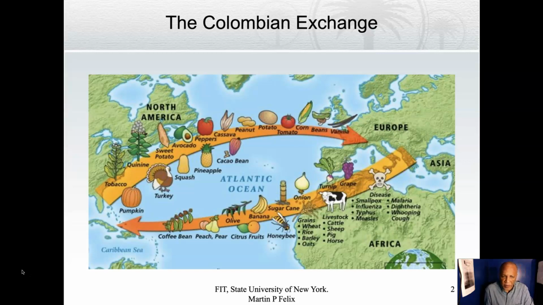Okay, so the Columbian Exchange basically is the movement of diseases, livestock, and fruits and vegetables from the old world to the new world, and vice versa. But more so from the old world, which is Europe, Asia, and Africa, to the new world, which is the Americas, which includes the Caribbean. So you can see these items here that have made this to be considered this turning point in global history.